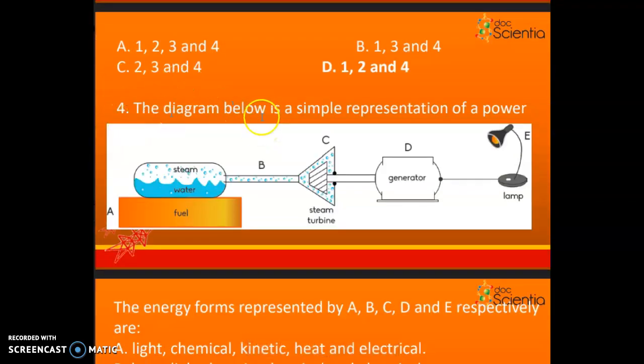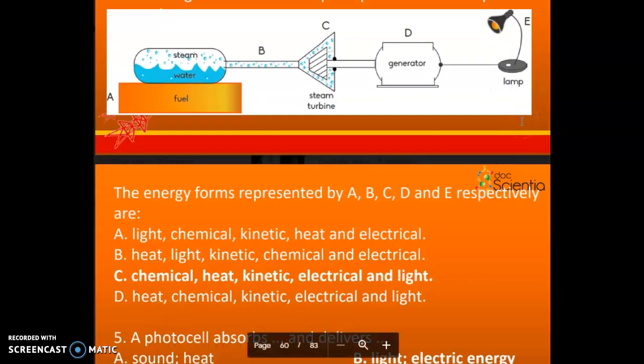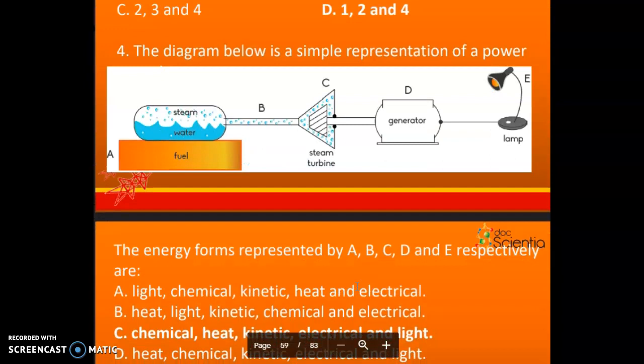Number 4. The diagram below is a simple representation of power. So answer the questions. The energy forms represented by A, B, C, D, and E respectively are A, light, chemical, kinetic, heat, and electrical. Or B, heat, light, kinetic, chemical, and electrical. C, chemical, heat, kinetic, electrical, or light. Or D, heat, chemical, kinetic, electrical, and light.